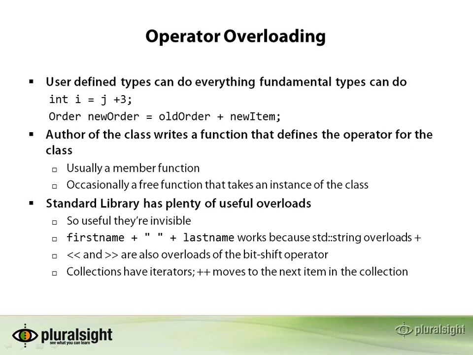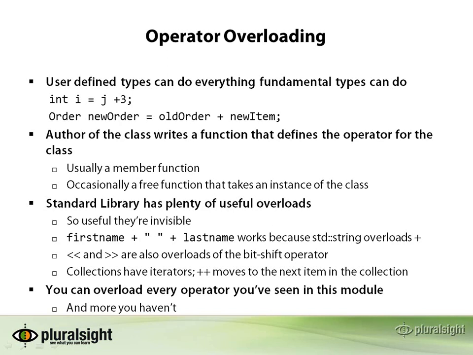The cin and cout using those double arrows turn out to be overloads of the bit shift operator. And when we talk about the standard library in more detail and talk about things like collections, it's rich in overloads of, for example, the increment operator that you can use to move through a collection, moving on to the next and the next and the next. In addition to the arithmetic operators, you can overload the comparison operators, whether one order is greater than another, whether one date is less than another, whether one string is equal to another.